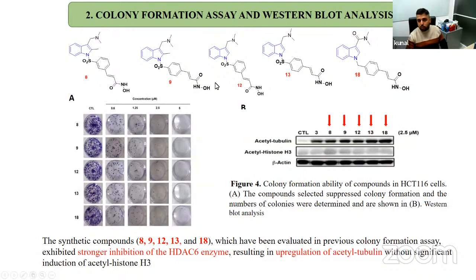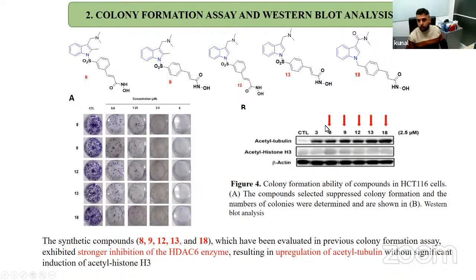We picked 5 compounds which showed very good results in the cytotoxicity assay, and then we checked them for their colony formation ability, and we came to know that these compounds suppress the colony formation. Just see, as the concentration is increasing, 0.6 micromolar, 1.25, 2.55, they could suppress the colony formation. So it was very clear that these compounds have some anti-cancer effects, and then they were evaluated by Western blot analysis.